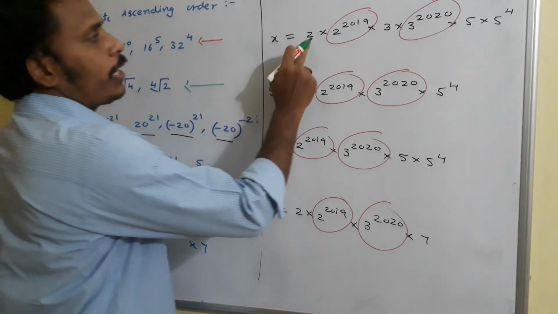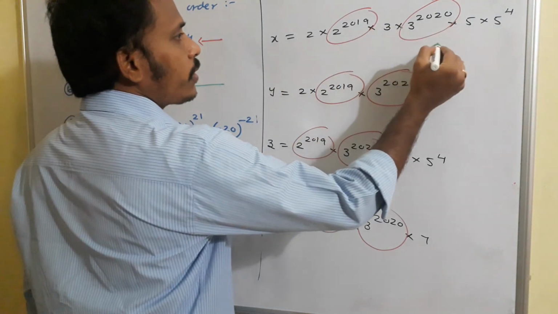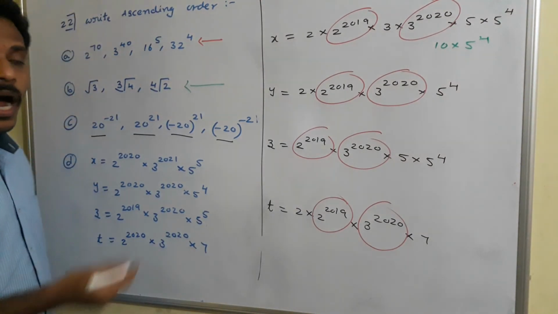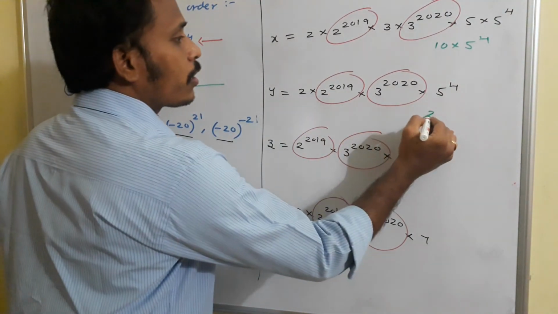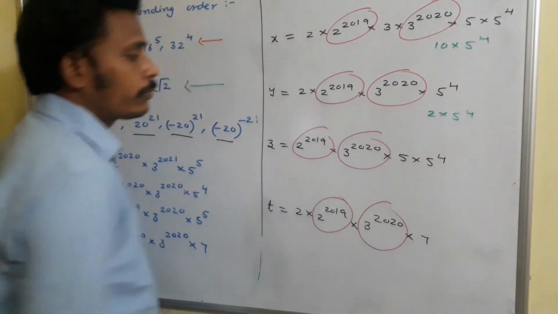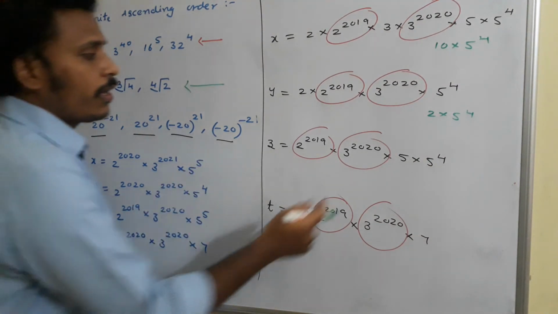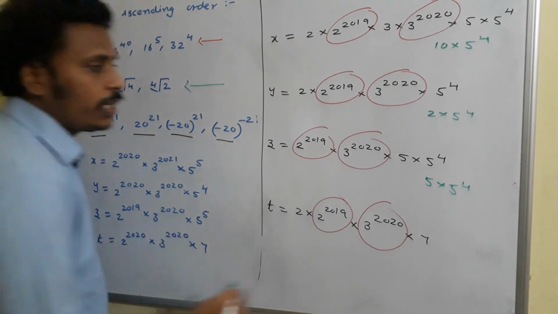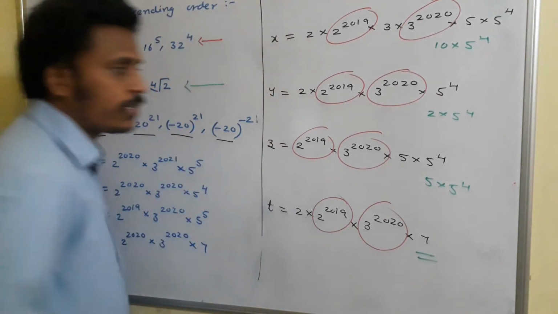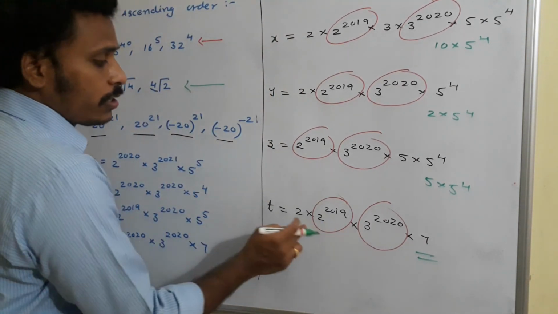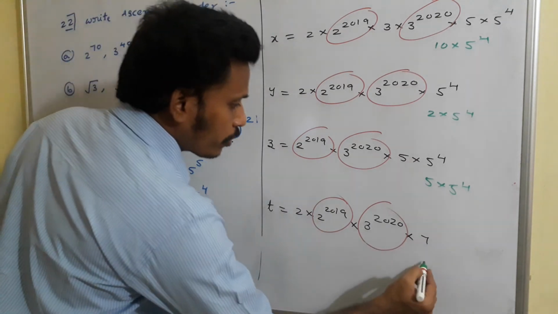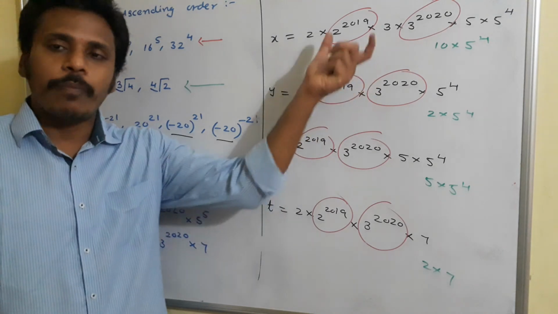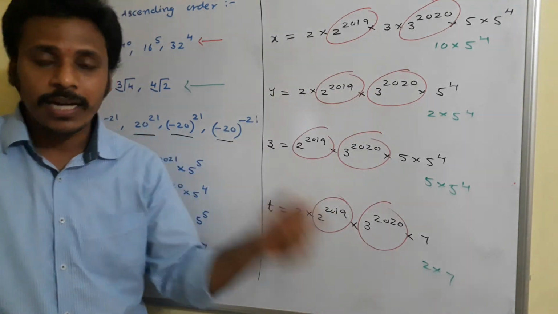From the first one, the remaining part is 2 into 5, that is 10 into 5 power 4. From the second one, the remaining part is 2 into 5 power 4. For z, the remaining part is 5 into 5 power 4. Whereas for t, the remaining part is 7 itself. Not just 7, 2 is also there, right? 2 into 7.